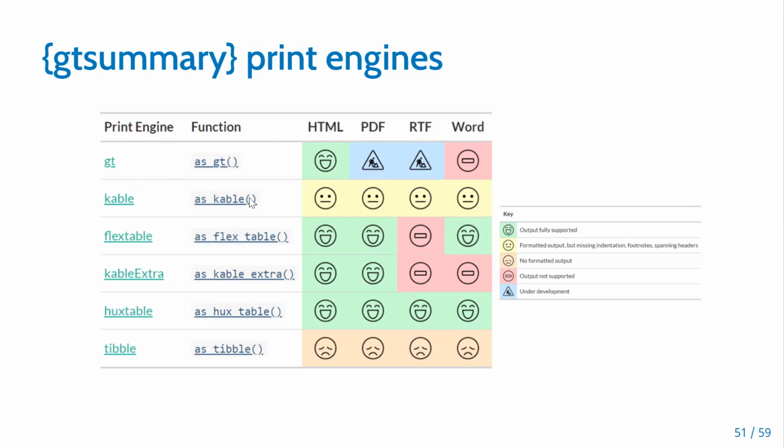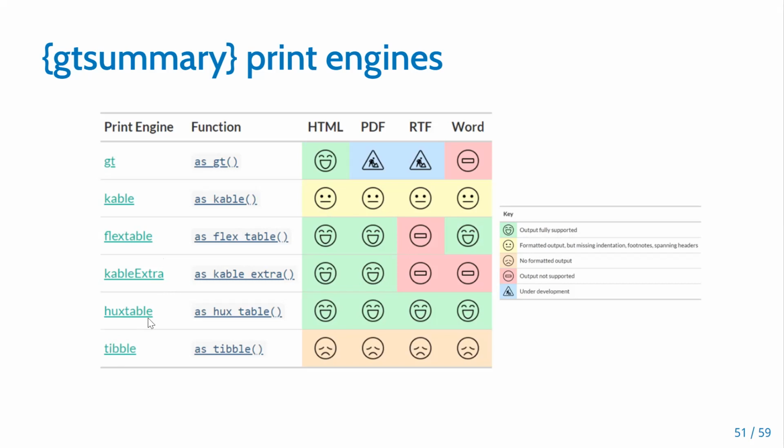You can use kable. The tables are not as cute. There's no indenting, no footnotes, no spanning headers, but that's possible. My backup option is always to go with flextable when I'm doing Word output, because flextable has really beautiful output, really flexible formatting as well. And if you are creating an R Markdown document into Word, if you have flextable installed, gtsummary will automatically print your tables with flextable, which is great. And there are other options: kableExtra, huxtable.